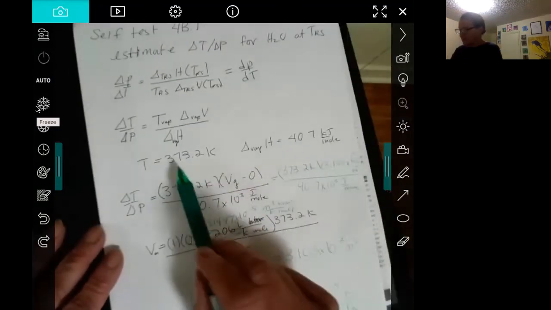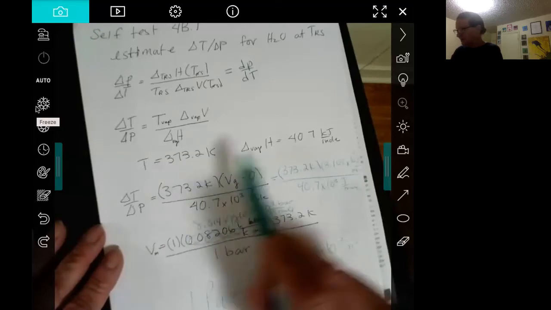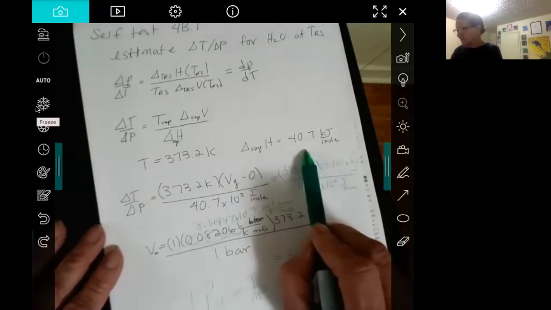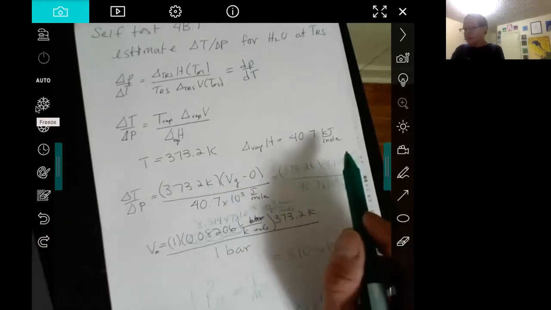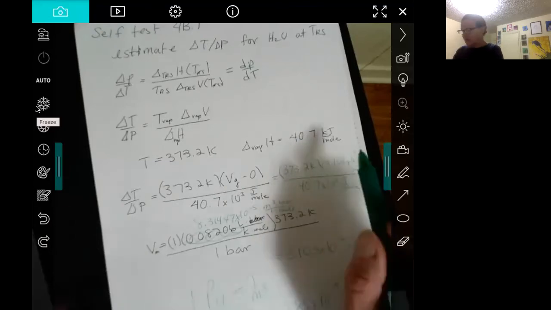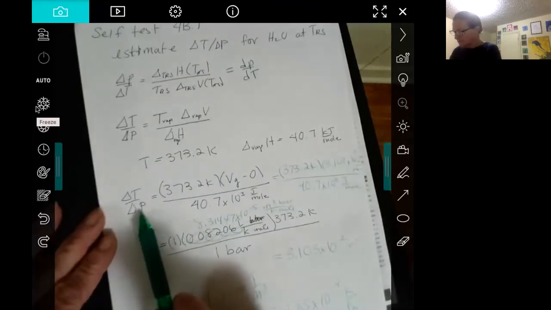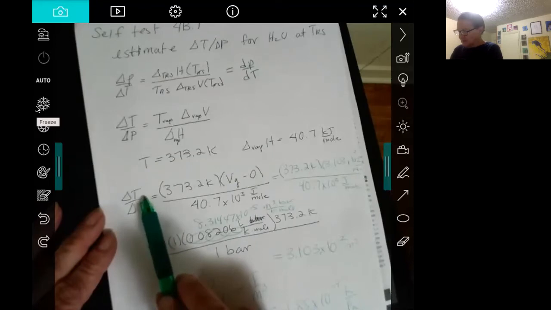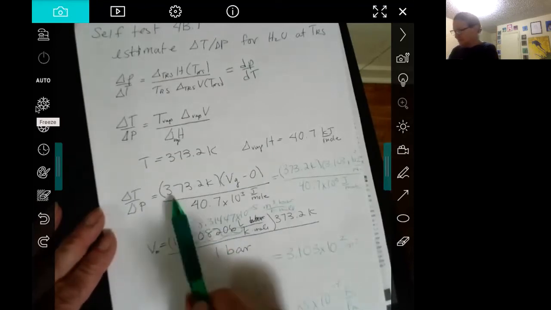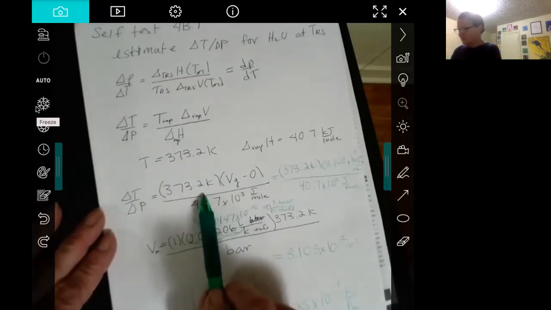At the normal boiling point of water, so that's 373.2, the delta H is 40.7. The standard state pressure in your book is 1 bar. So you have delta T over delta P is going to be that temperature for the transition.